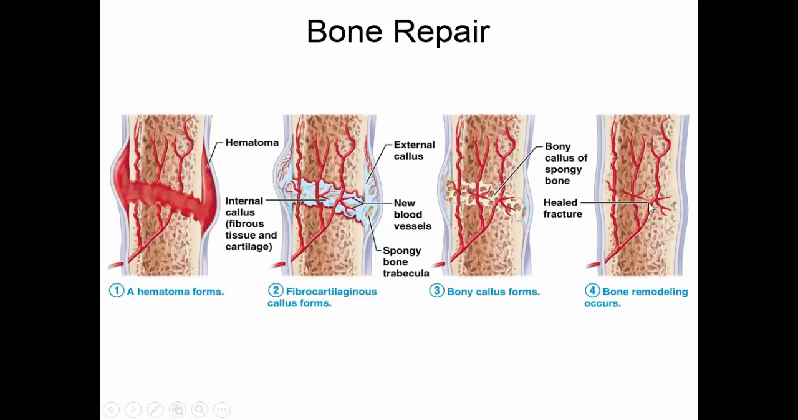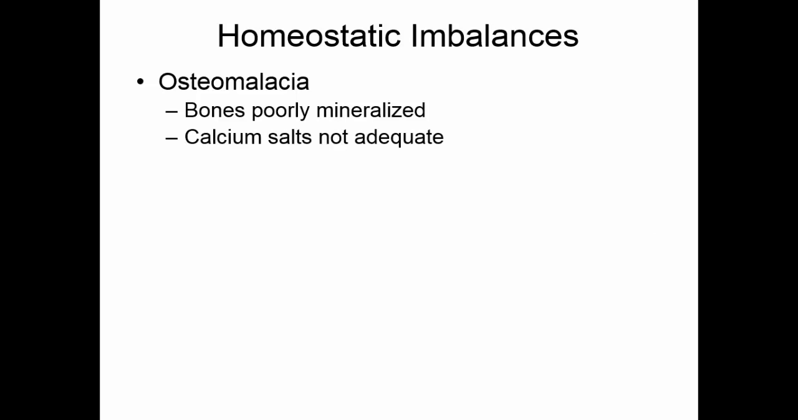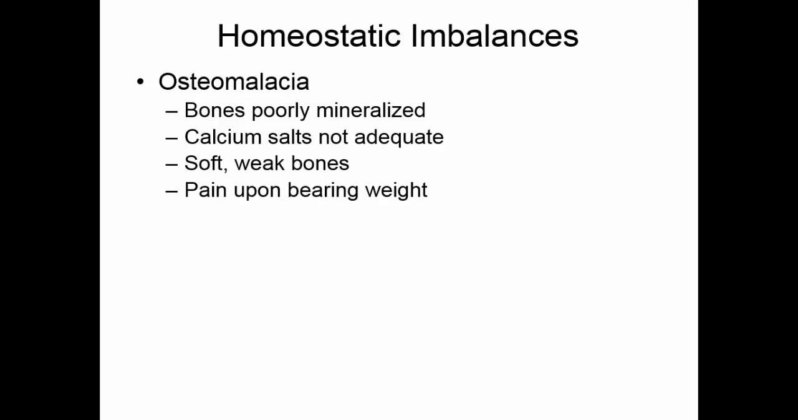On X-ray, you'll be able to see the repair point, but there will be no difference in strength in the bone after it's repaired. Osteomalacia is when the bones are poorly mineralized. Osteomalacia literally means soft bones. Here, calcium salts in the matrix are not adequate, so the bone is soft and weak. People with osteomalacia will have pain when they stand and bear weight on their bones.